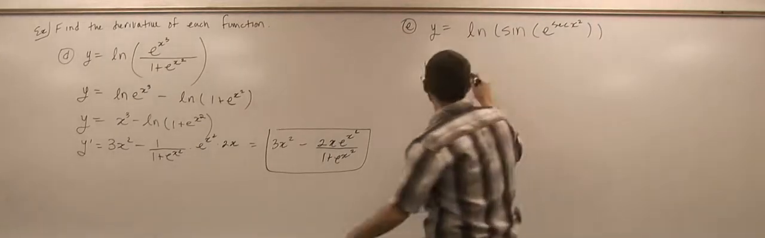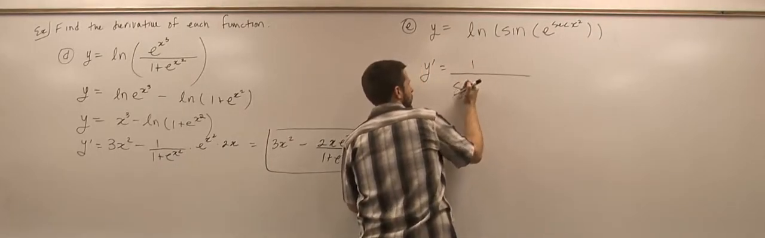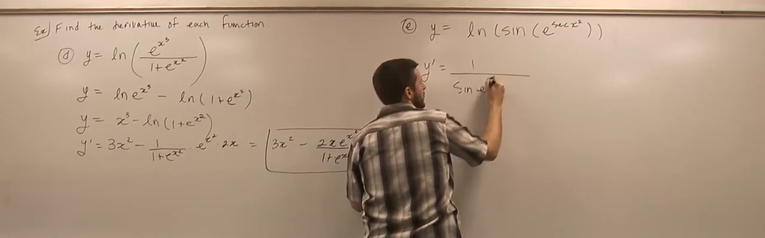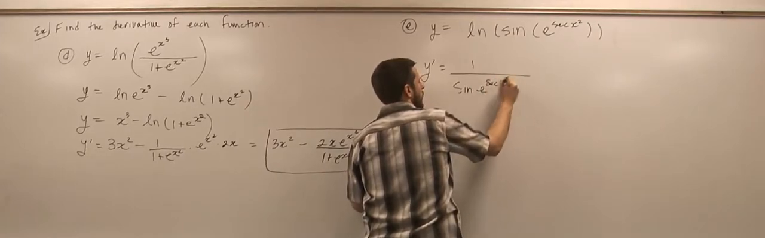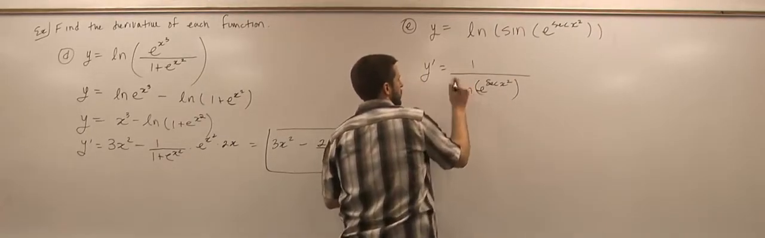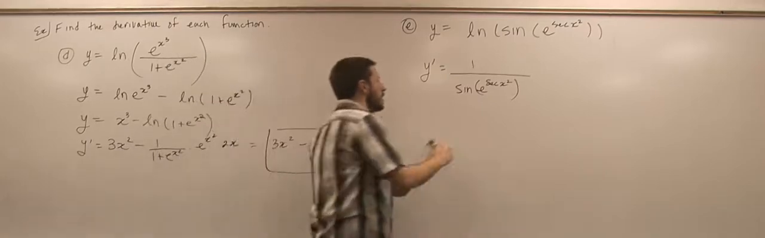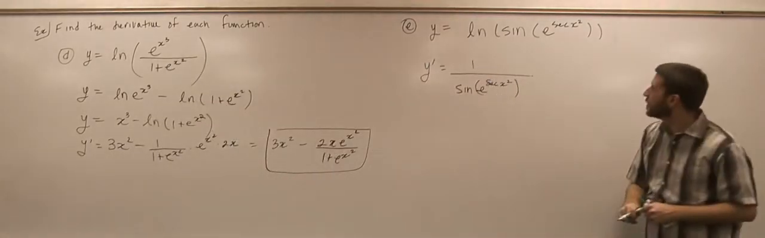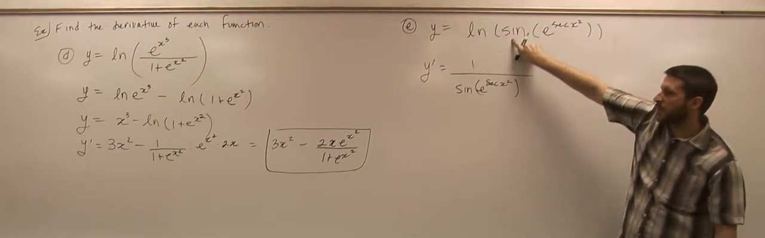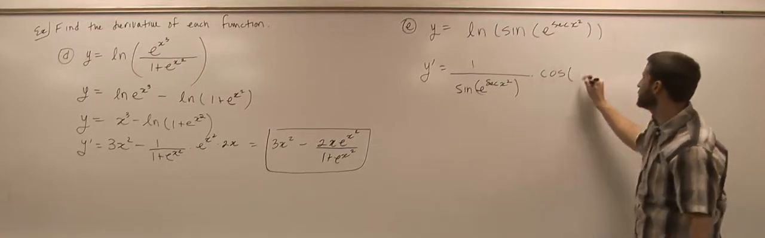1 over whatever's inside. So 1 over sine of e to the secant x squared, which is actually cosine, but we'll get to that later, times the derivative of the inside. So our first inside function is sine. The derivative of sine is cosine. Rewrite the inside.